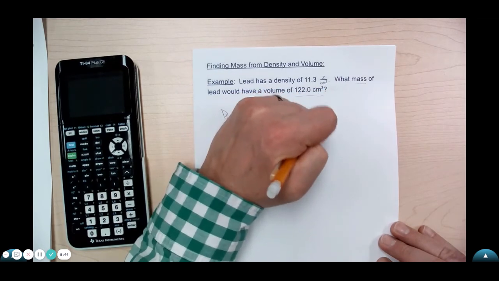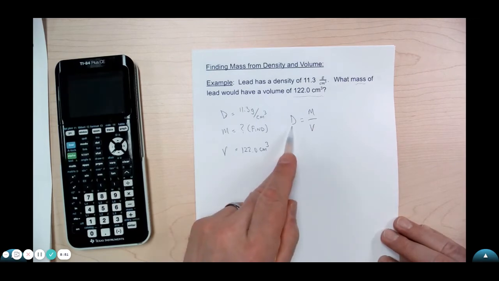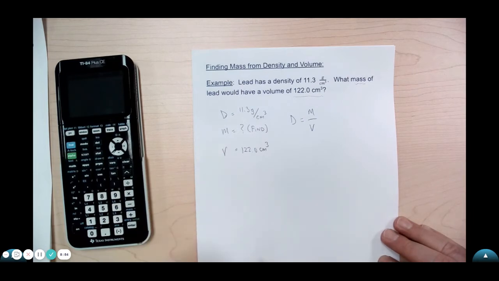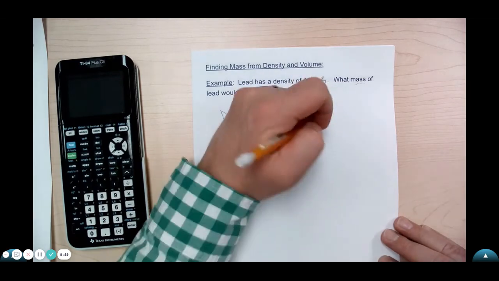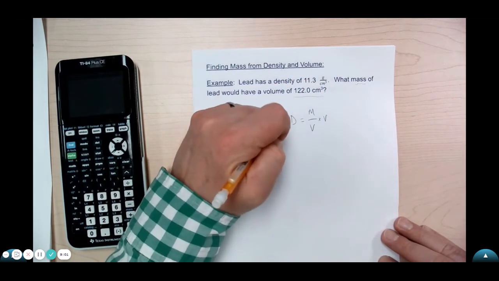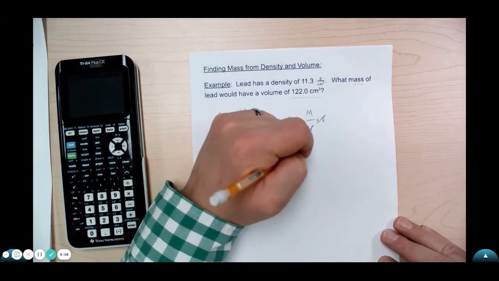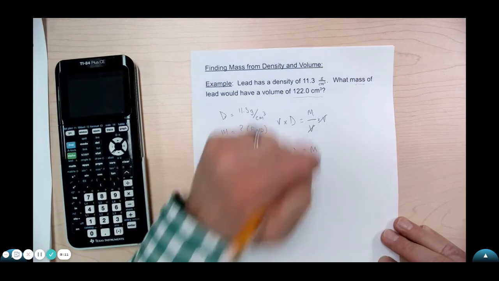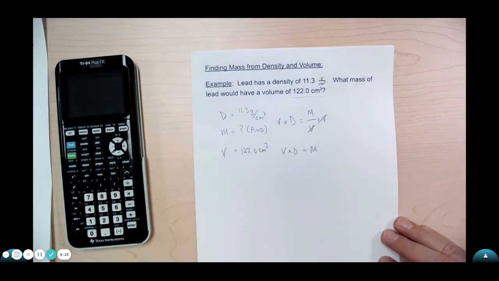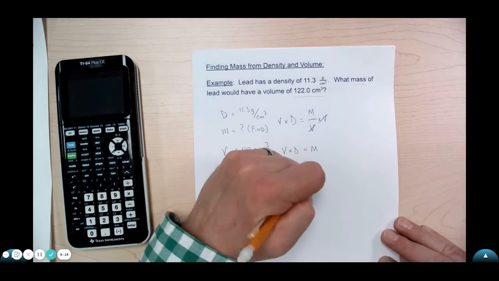However, the formula is really not set up to solve for mass. Right now it's set up to solve for density. So I'd have to do a little bit of moving stuff around here. I want to isolate this in the numerator here, the mass. So in order to do that, I'm going to times each side by V. The V's cancel. So my equation is volume times density equals mass. So now I can put in my volume, my density, and I can end up getting my mass.